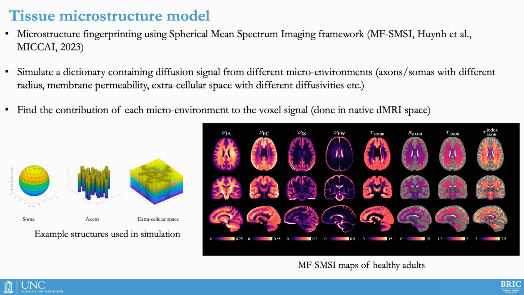From left to right, briefly, there is the intra-axonal volume fraction, highlighting the axon or white matter part. The extracellular volume fraction highlights the extracellular space. The intrasomal volume fraction highlights the cortical gray matter. The free water volume fraction shows the cortical CSF and the ventricles. The last maps show the radius R or the permeability K.